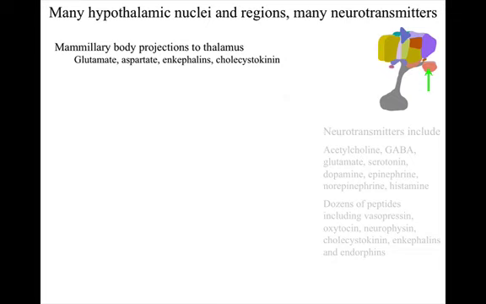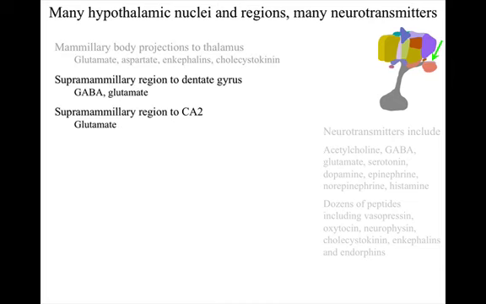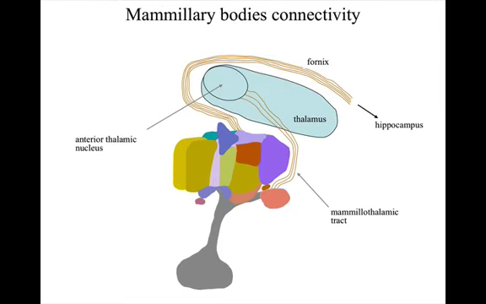To give an example, in the mammillary body projection to the anterior thalamus that goes over the mammillothalamic tract, several different neurotransmitters are utilized. The projection from the supramammillary area back to the hippocampus over the fornix uses different neurotransmitters depending on the exact target within the hippocampus. The mammillary bodies at the back and base of the hypothalamus are strongly interconnected with the hippocampal system, and damage to the mammillary bodies has long been suspected of causing memory deficits in humans.